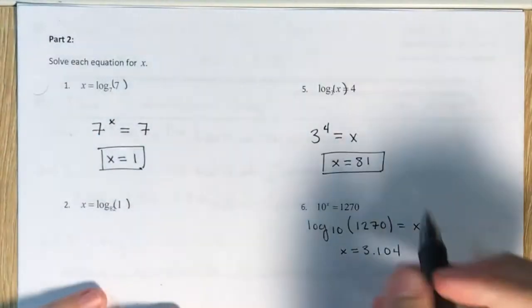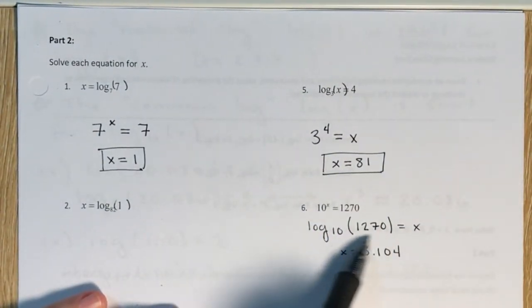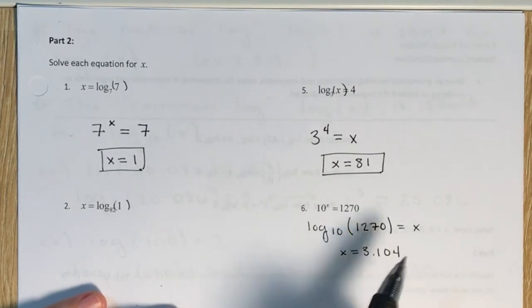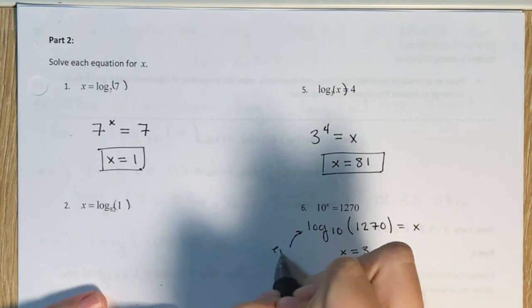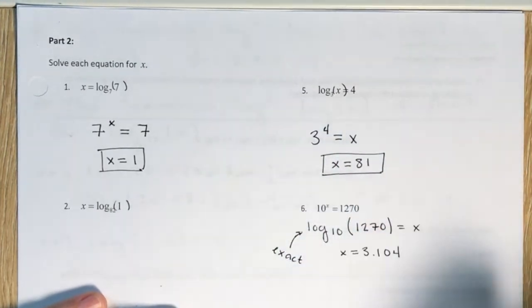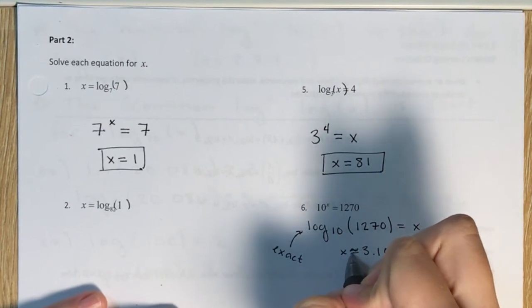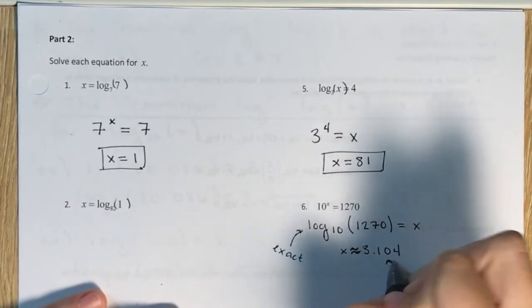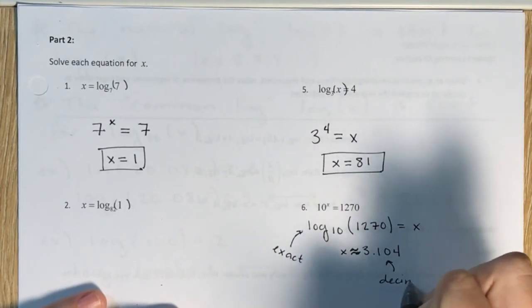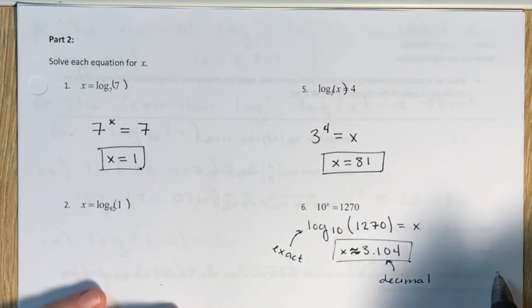Okay, so coming back here, log base 10 of 1,270 is an exact answer. And x equals 3.104, this should be approximately. This is a decimal answer. This is fine for now.